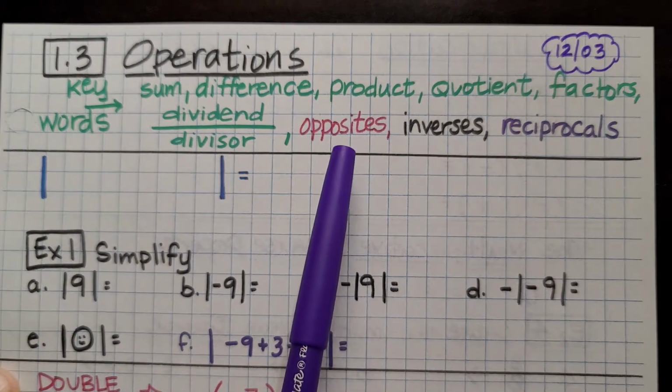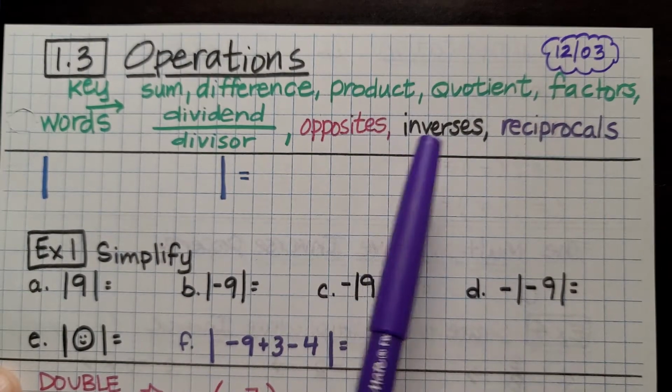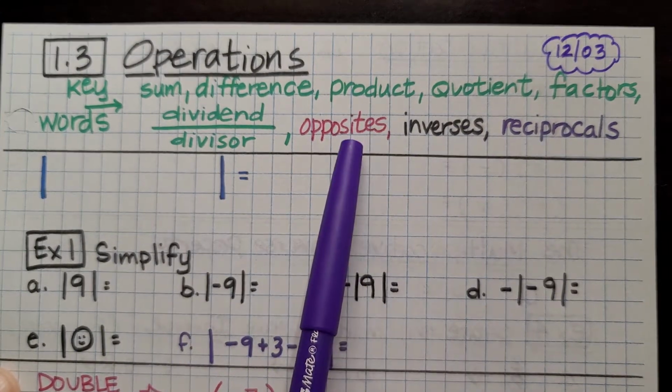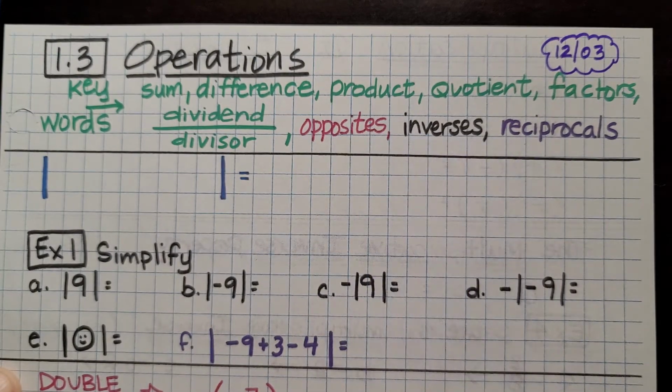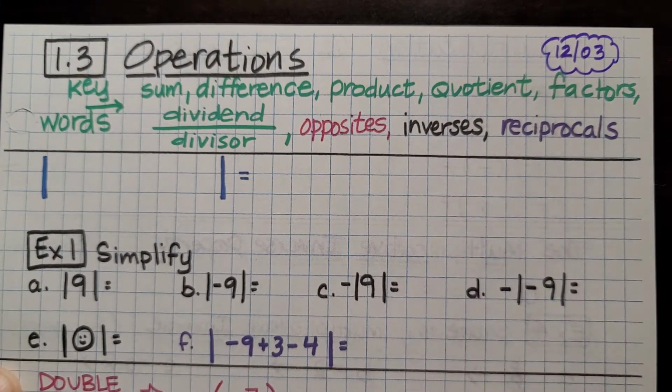And then you need to be able to distinguish and know the difference between these three distinct words: opposites, inverses, and reciprocals. We will talk more about those three words because they are commonly interchanged or used synonymously, and that is incorrect. These are not synonyms. They have distinct meanings. All right, we're going to start off today's lesson with absolute value.